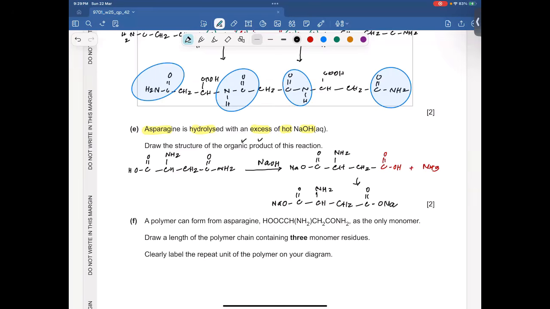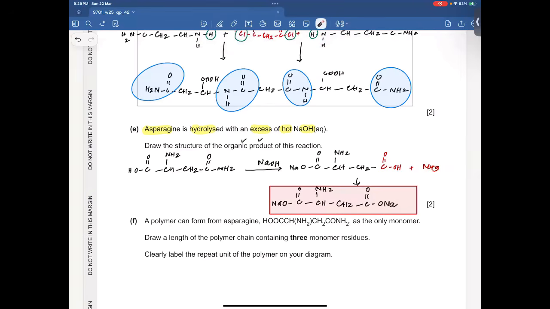So I believe you are going to write this one. Okay, that's the only product. Don't write this one because that's an inorganic product. So the examiner is looking for this product also. Okay, that's the whole mechanism. That's the whole reaction behind this. And I hope it makes sense to you.